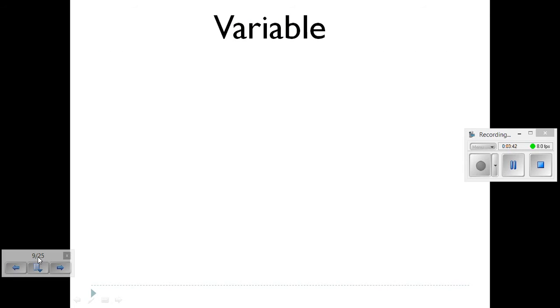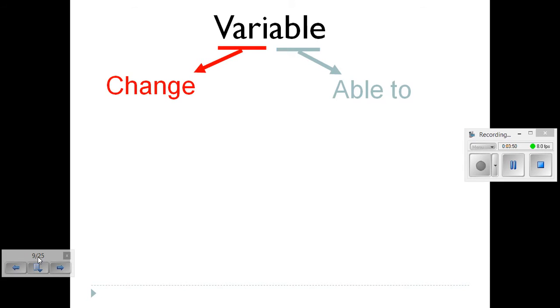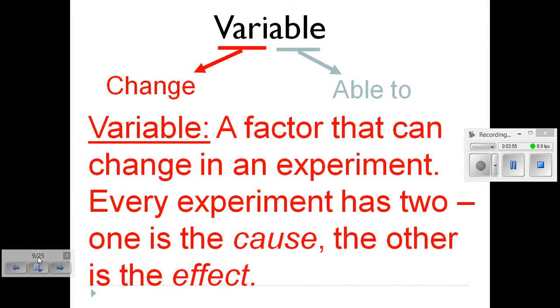Now let's break the word variable down. When you break it down, there's able, which means able to, and then you have vary, which refers to change. So therefore, a variable is a factor that can change in an experiment, and every experiment has 2. One is the cause, and the other, the effect. Well, let's think about cause and effect.